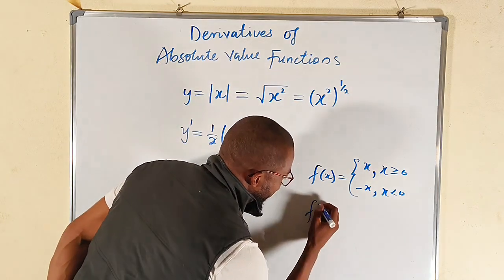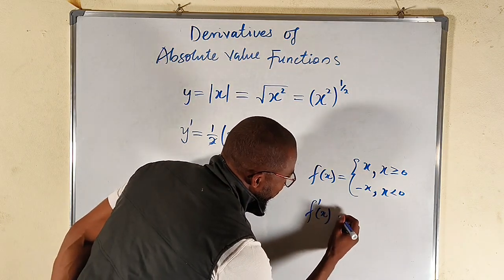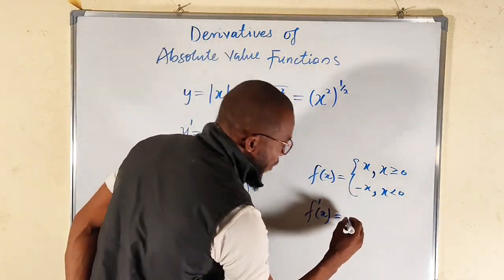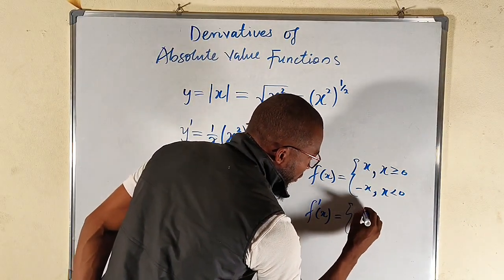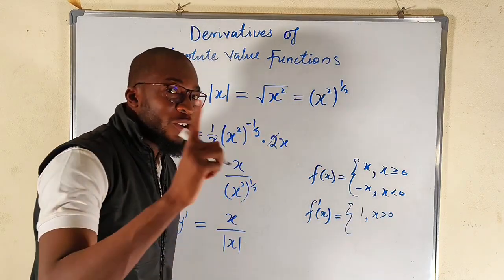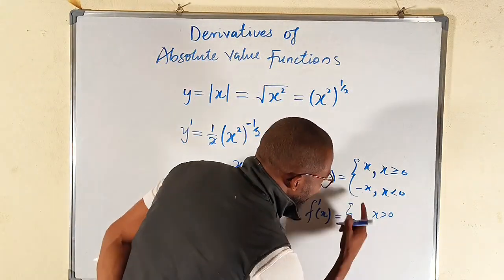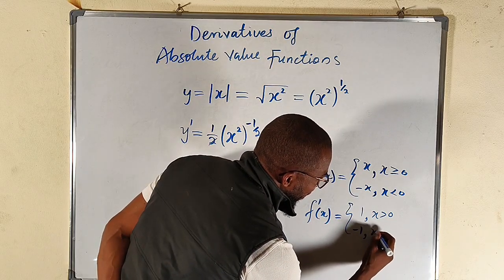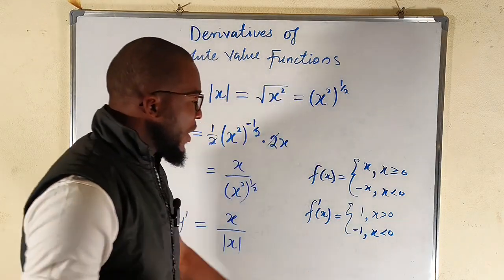If you are to differentiate this, f prime of x is equal to, if you differentiate this, you have 1. That is when x is greater than 0 but not equal to 0. I will show you why. And if you differentiate this, you have negative 1. That is when x is less than 0. Well, let me show you why.